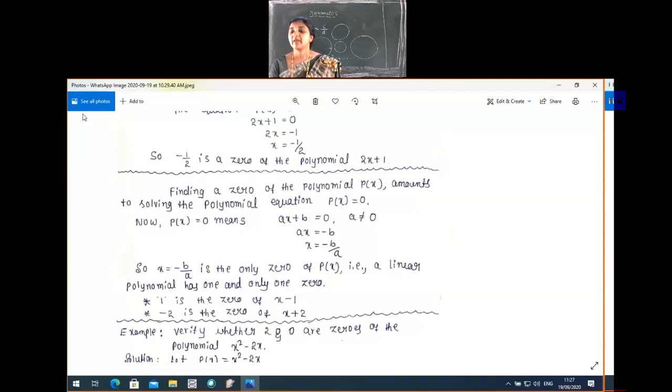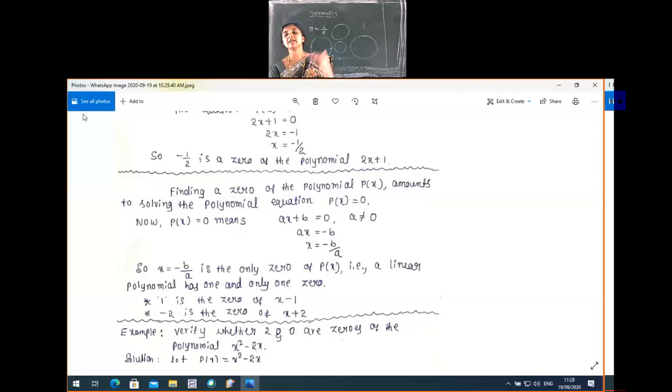Here a is not equal to 0. The x term should not wash out, that is, it should not become 0, so a should not be 0. We can take 1, 2, 3, minus 2 or a fraction, whatever number in place of a, but a is not equal to 0. Next, ax plus b is equal to 0. What is the next step? Then b is transferred to the RHS, so it is minus b. Then x is equal to minus b by a. So x is equal to minus b by a is the only zero of P of x.